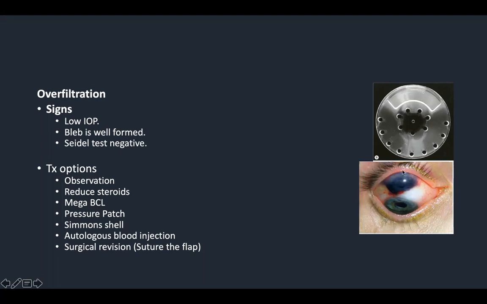The aim is to press on the bleb. It's like applying pressure. This one is sutured to the ocular surface, and it will cover the bleb and press on it. Some other options include autologous blood injection, and then surgical revision, especially if the cornea is touching the lens, you can go for it.